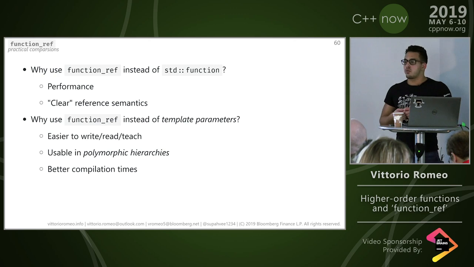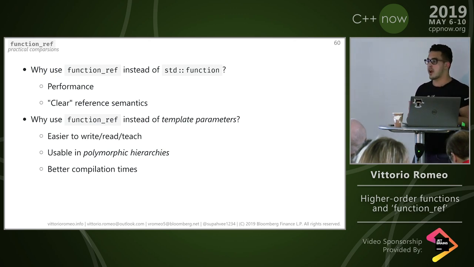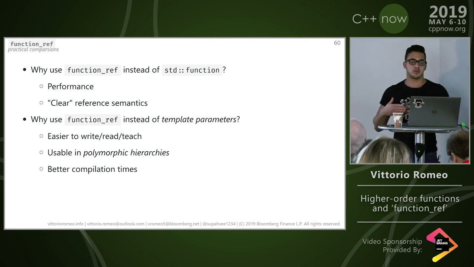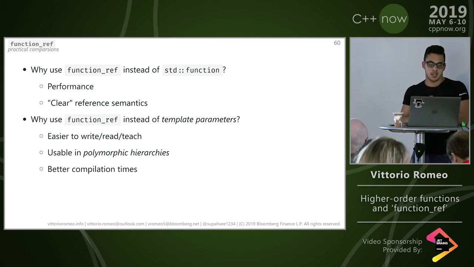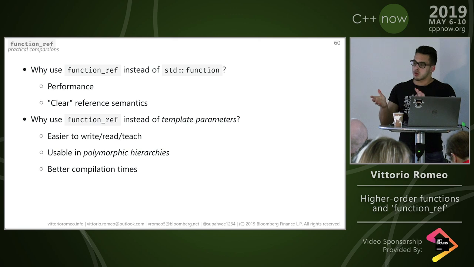Second question is, why would you ever use function_ref instead of template parameters? So this is very important. It's easier to write, read, and teach. People can get started with function_ref more easily than understanding what enable_if does or concepts and stuff like that. And there is a nice parallel with string and string_view and function_ref, so it's easier to teach it away.